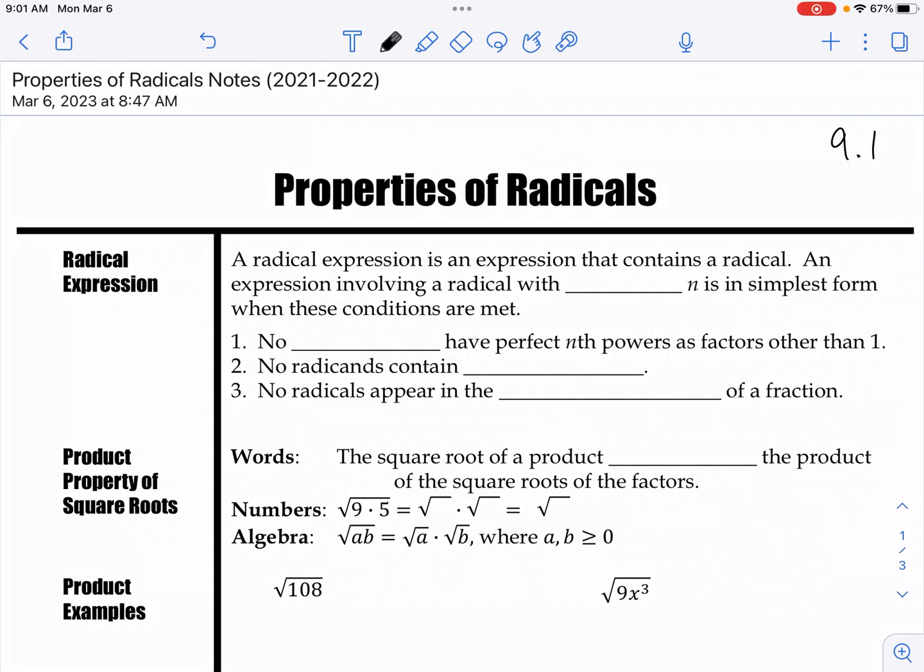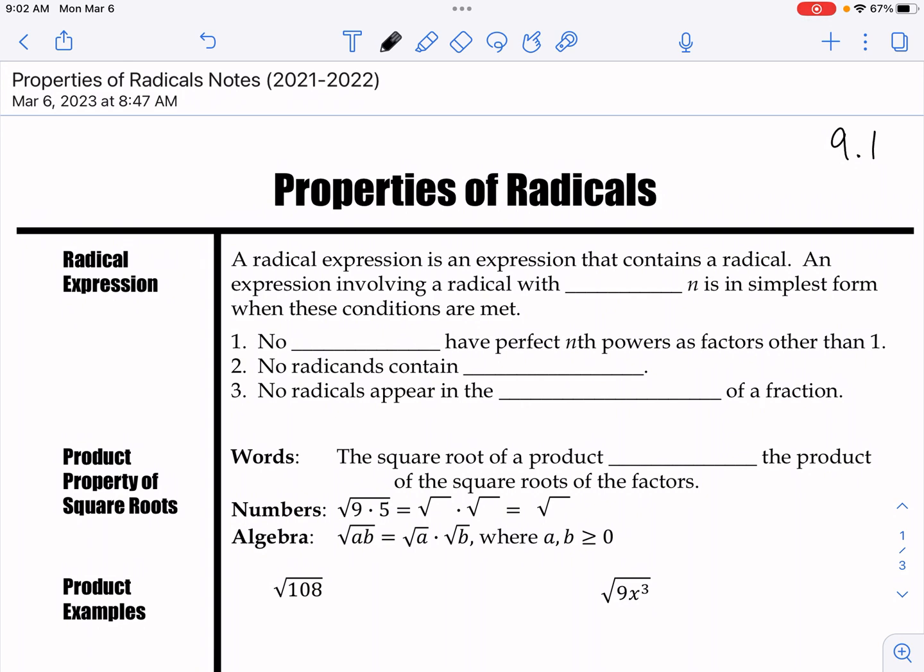These notes are on properties of radicals. This is section 9.1, the first section of the next chapter. We've been working on graphing quadratics or parabolas, but now we're going to be solving quadratics. Before we get to solving, we have to build a background understanding of radicals.